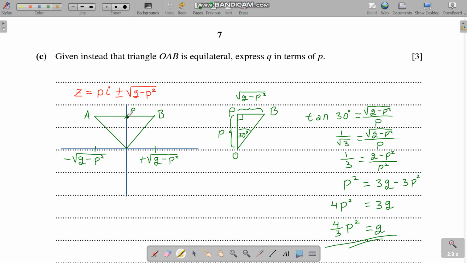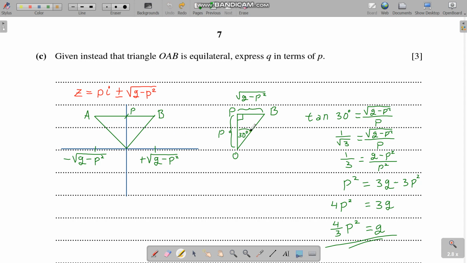So if we just split this triangle in half, focus on this part of the triangle, we know that this length here is p, because that's pi, and we know that this length here is root q minus p squared. This is the length. Okay, and given that it's equilateral, so this is 60 degrees, which means half of the angle is 30 degrees, so this is 30 degrees.